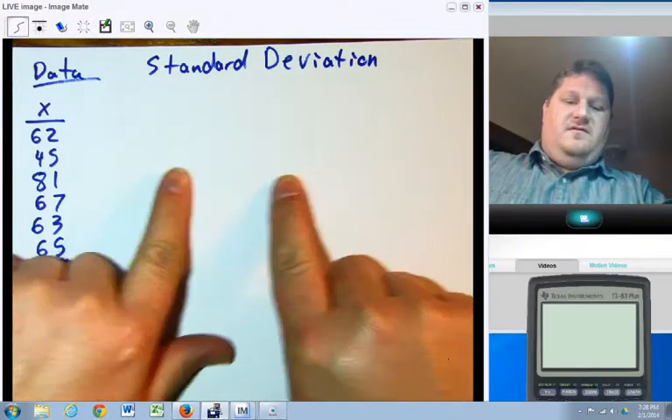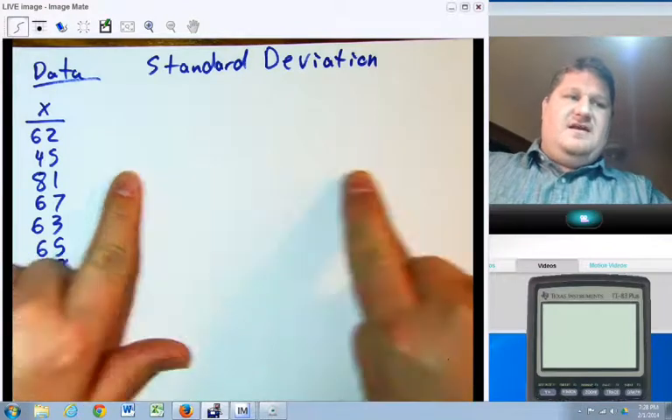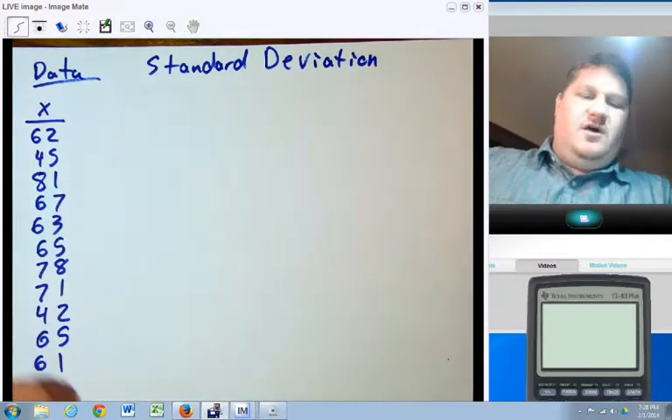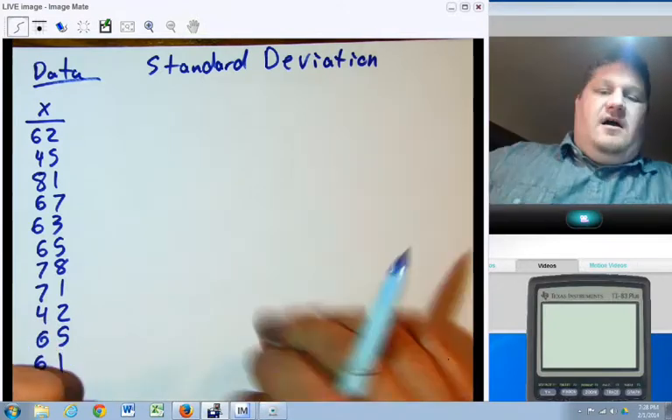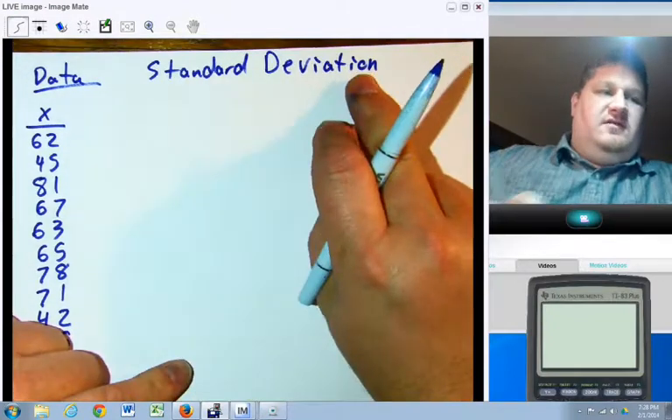out. Is it tightly packed data? Is it large spread out data? Who knows? What we're going to do now is talk about the standard deviation.